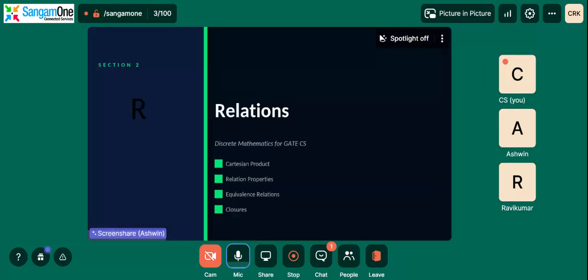Yes. Okay, moving on to relations in discrete mathematics. This contains Cartesian product, relation properties, equivalence relations, and closures.